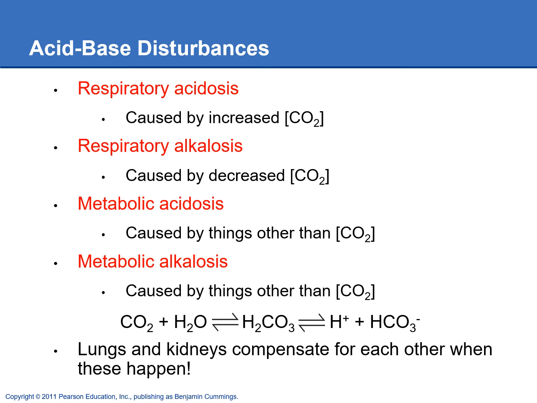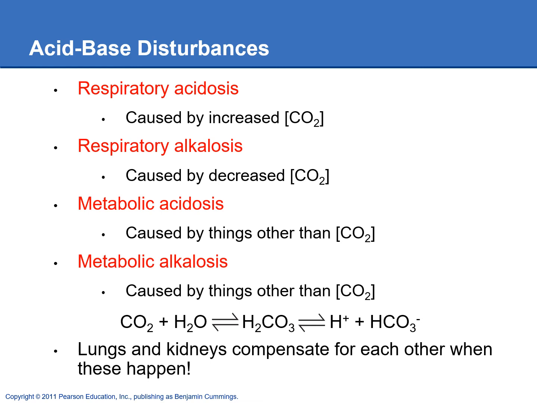And then metabolic alkalosis, we've got other things besides carbon dioxide making us too basic or alkaline. An example might be a person who is vomiting a lot. They're vomiting up all that stomach acid, and they're losing lots of hydrogen ions that way, and so they become too basic or alkaline.